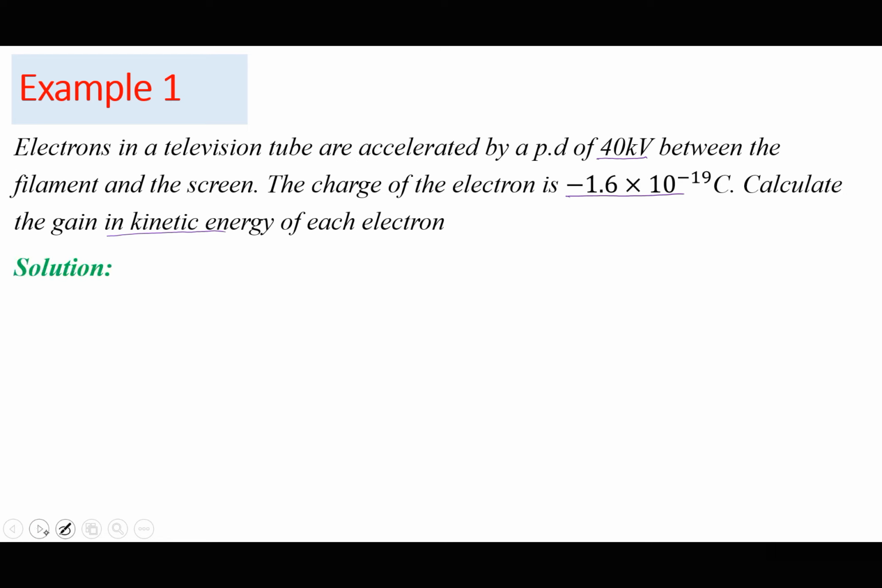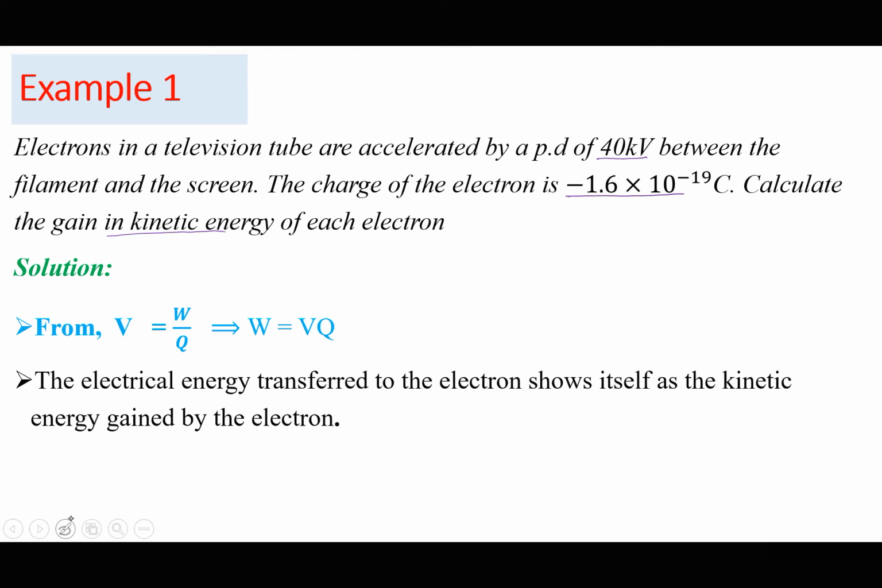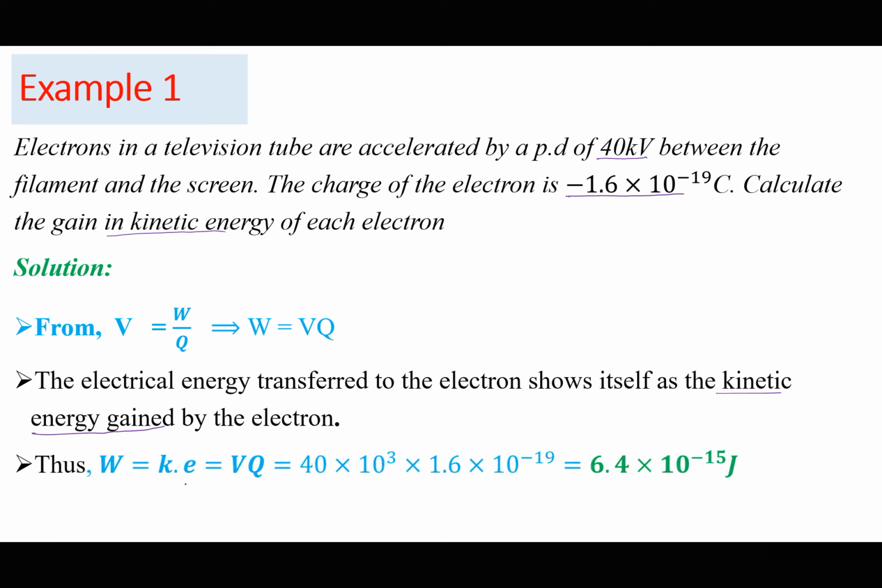So from potential difference equals work done per unit charge, the work done is going to be the charge times the accelerating PD. The electrical energy transferred to the electrons becomes the kinetic energy of the electrons, so the work done becomes the gain in kinetic energy, but the work done is the charge times the accelerating PD. Therefore, it will be the accelerating PD times the charge, which becomes, I think, 6.4 times 10 to the power of minus 15 joules. I will check this.